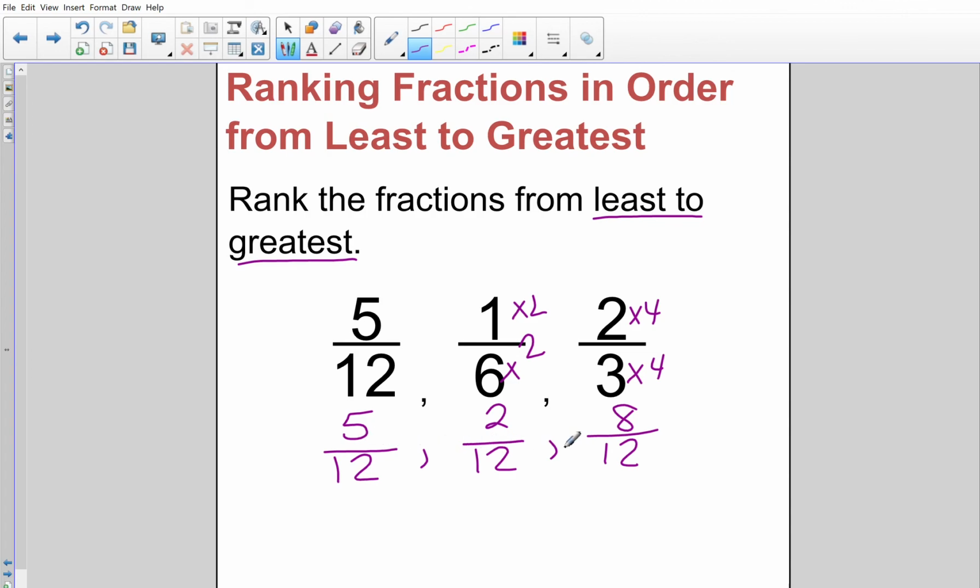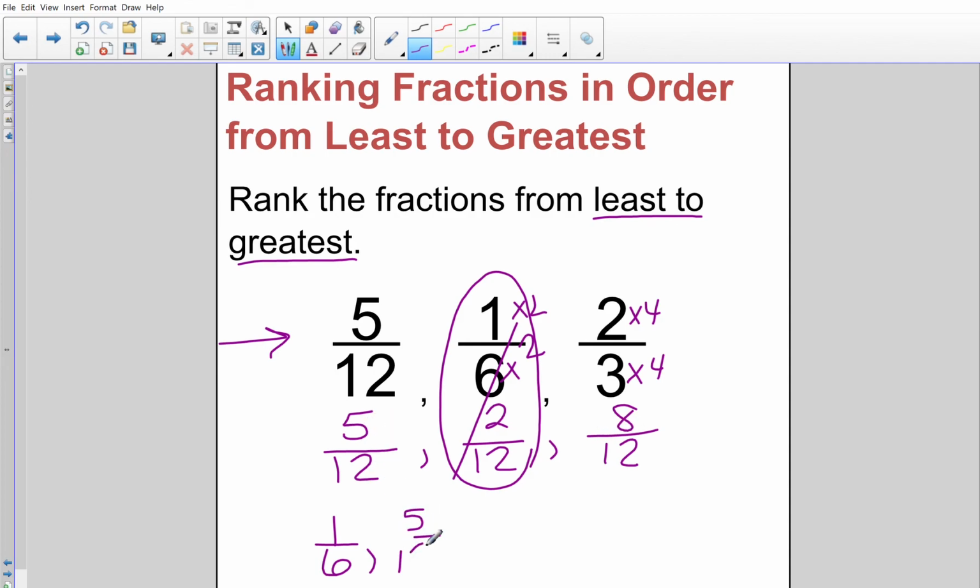So I'm using this only. This right here is only for ranking purposes. When I go back and write my real answer, I need to use the original set of fractions or ALEKS won't recognize what I did. So when I look through this, 2/12 is smaller than any of the other ones, right? So that means 1/6 is my smallest fraction, so use that up. And then between 5 and 8, 5 is next, and that's 5/12. And then finally, I have my 8/12, which is 2/3. So this is what ALEKS is expecting you to do.